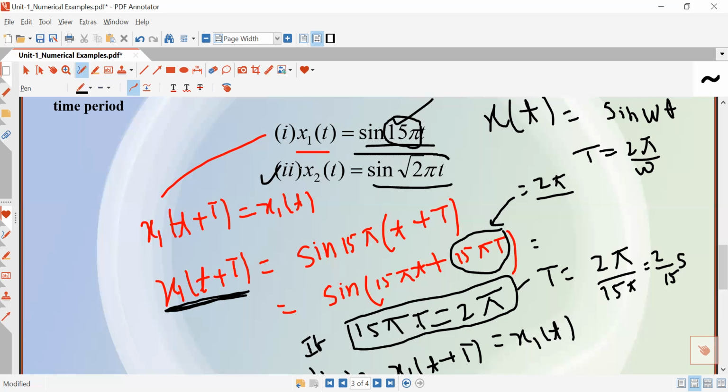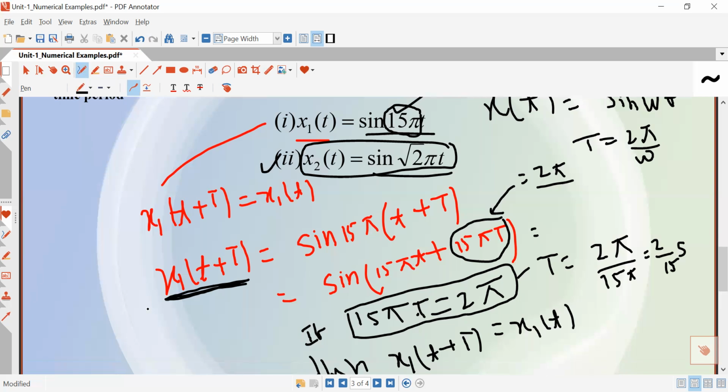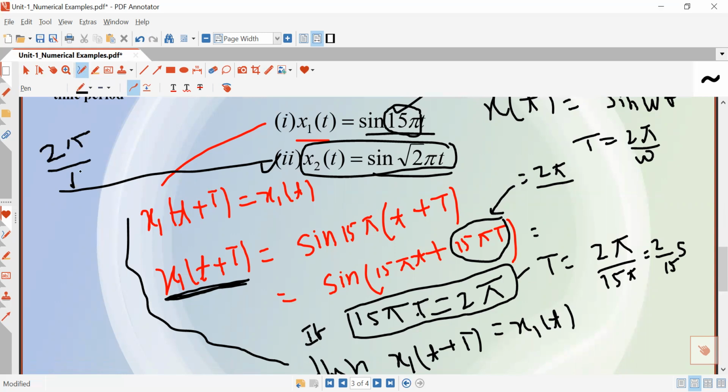Similarly, you can check this is also sine omega t. So this will also be a periodic signal, and you can show it by the same steps. The fundamental period of the second signal will be 2 pi by root 2 pi, because in this signal omega is root 2 pi. So its time period will be 2 pi by omega, which when you solve becomes root 2. So this signal is periodic and its fundamental period will be root 2 second.